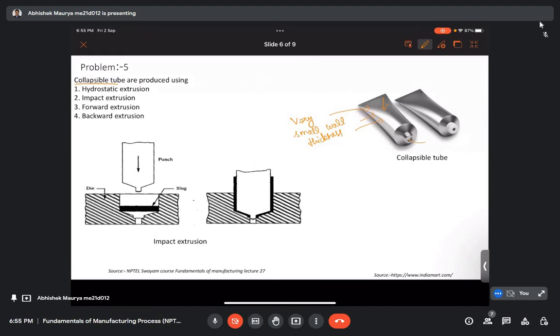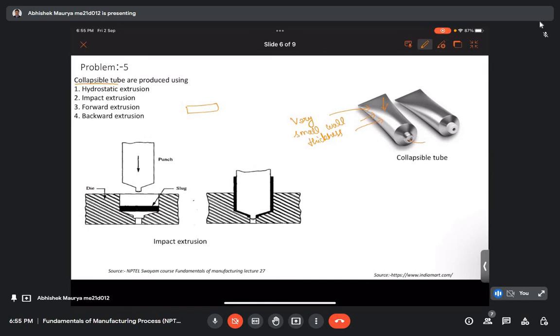So if the wall thickness is less than 1 millimeter, that kind of thin section cannot be made by all the extrusion processes, and the best process to achieve this kind of thin wall section is the impact extrusion process. So what we do in the impact extrusion, basically initially we have a billet, or let's say slug.